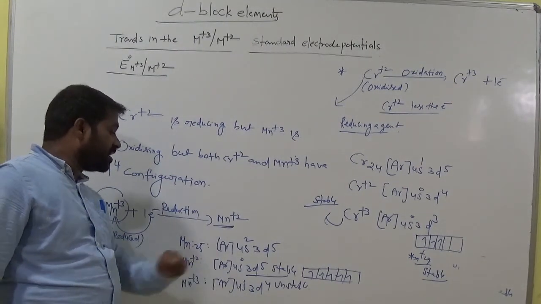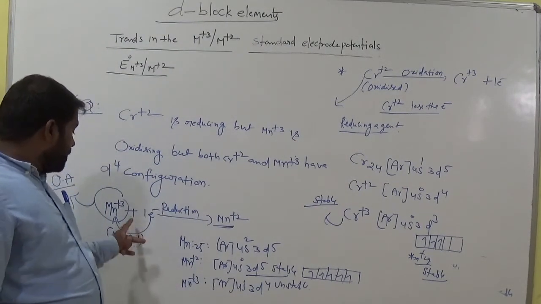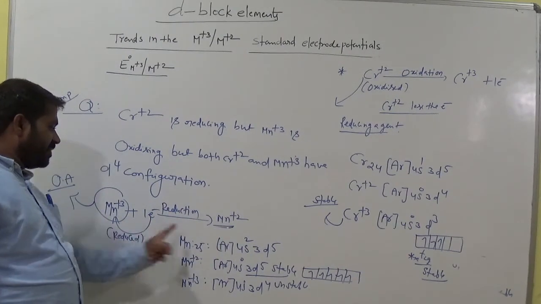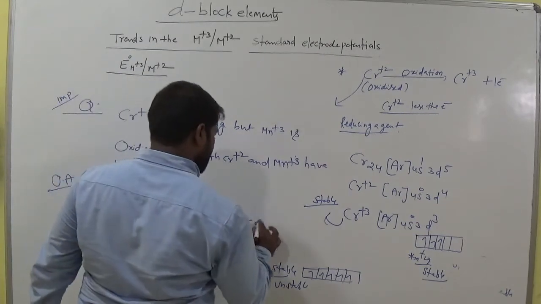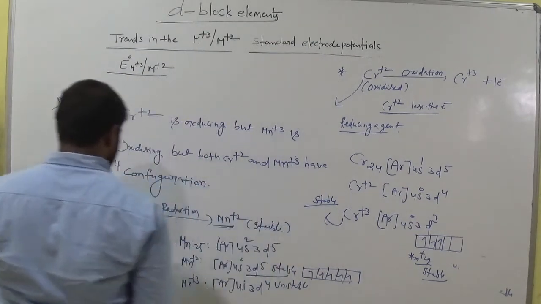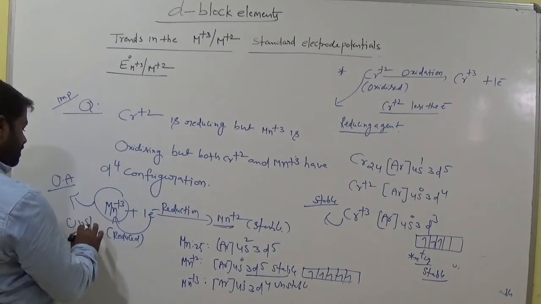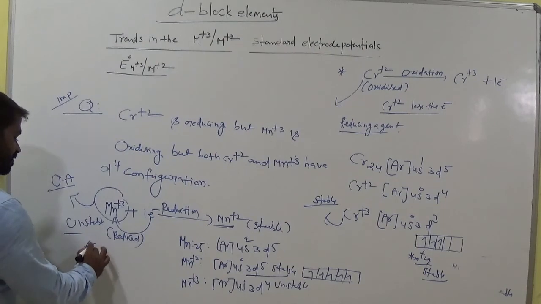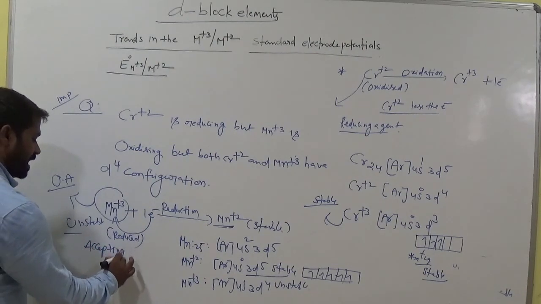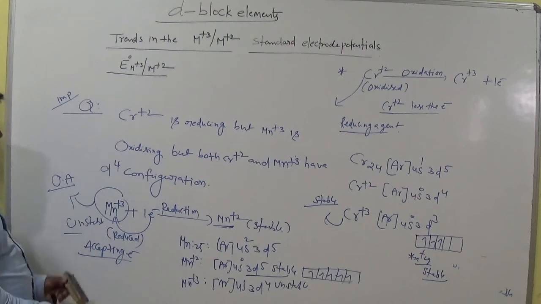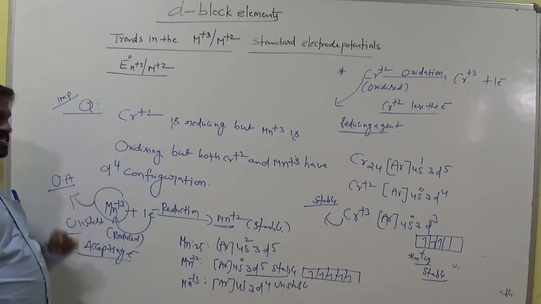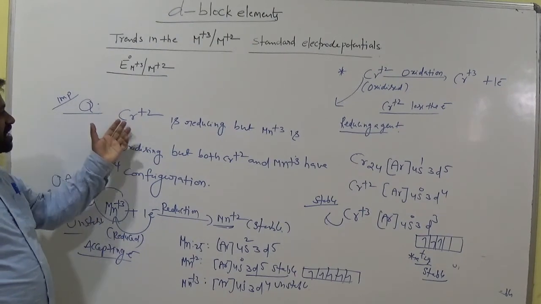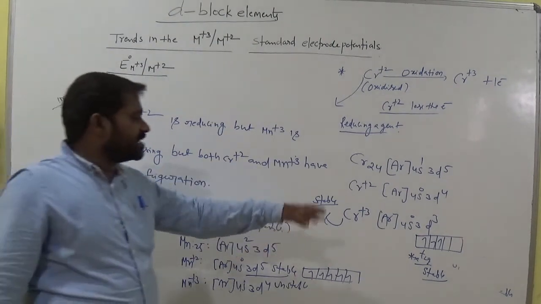Why? Because Mn plus 2 is already stable. So Mn plus 3 tries to become Mn plus 2 by gaining 1 electron. Why? Because this condition is stable, am I right? At this condition it is unstable, so it is ready to gain the electron, accepting electron from others. So then it becomes an oxidizing agent. Those which can accept the electron are called oxidizing agents. Those which can donate electrons, ready to lose electrons, that is a reducing agent.